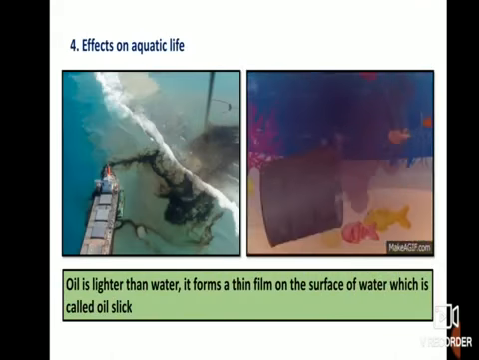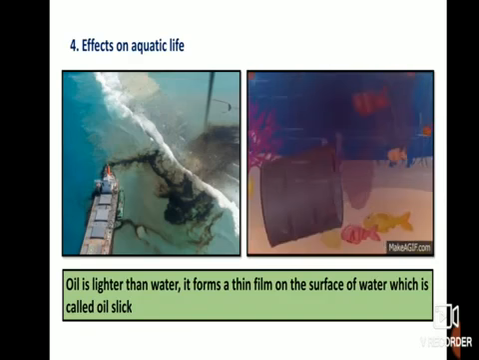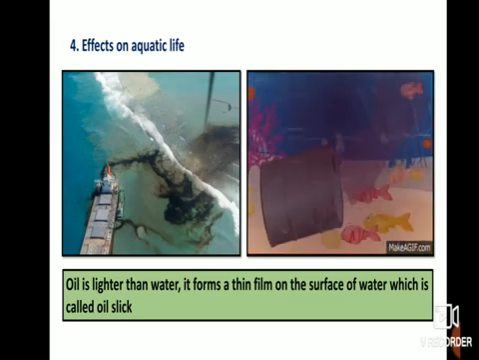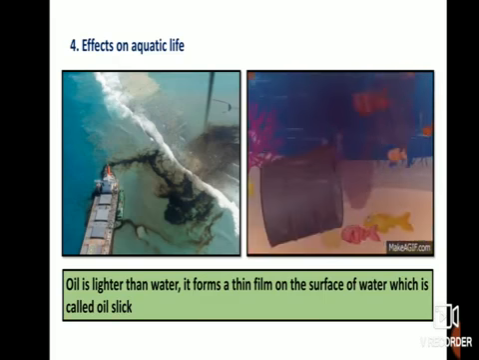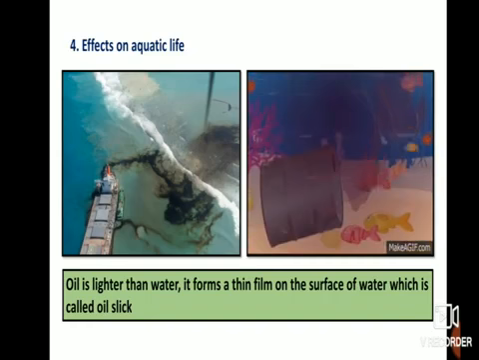Now students, let us discuss effects on aquatic life. So accidental leakage of crude oil from the big oil tankers pollutes the water. Since oil is lighter than water, it forms a thin film. Thin film means thin layer on the surface of water, which is called oil slick. The thin film does not allow the light and air to penetrate easily inside the water. This oil slick kills thousands of marine plants and animals. Moreover, the cleaning up process of oil slick with detergents also causes a lot of damage to marine habitat.